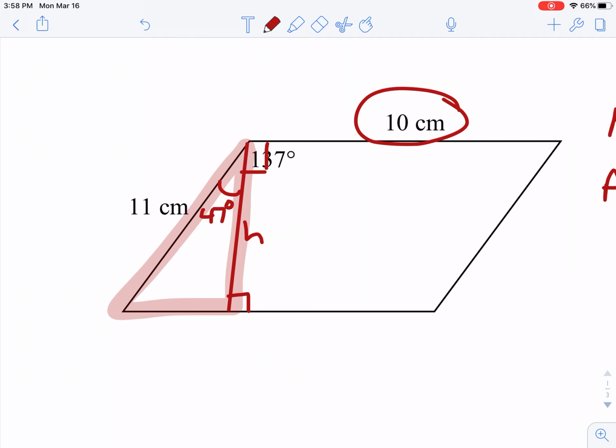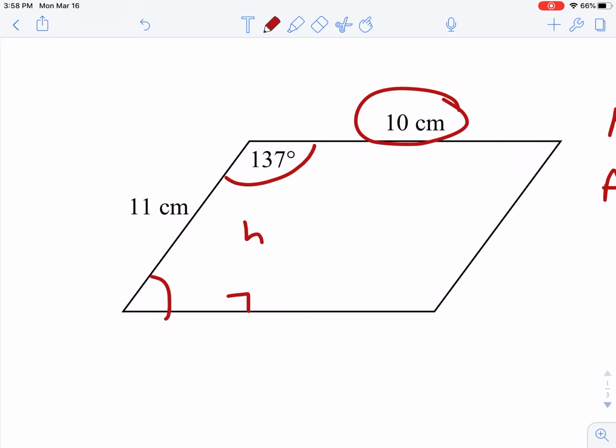Now, another way you might have thought through this is one other thing we know about parallelograms is that the consecutive angles are supplementary. So we could have thought about this same triangle, but thought about the fact that this was 43 degrees. So really, we could come up with it either way. We could either come up with the 47 degrees or the 43 degrees.